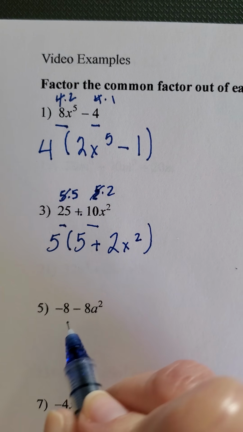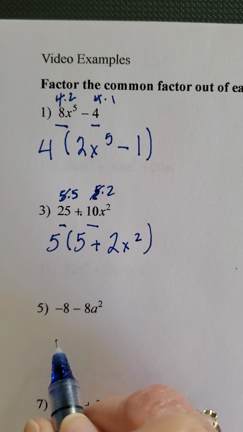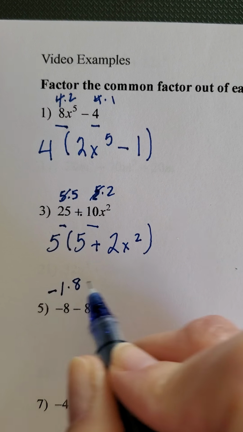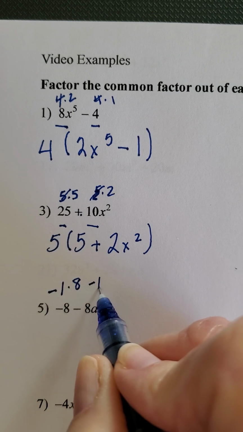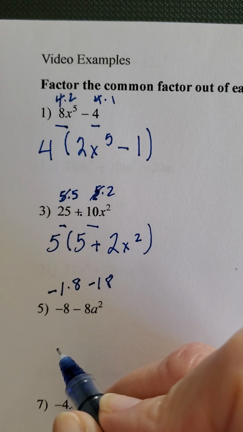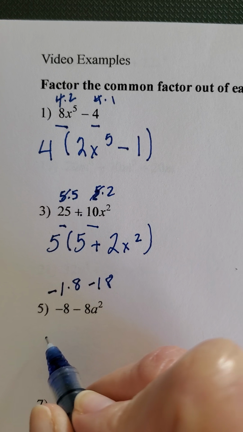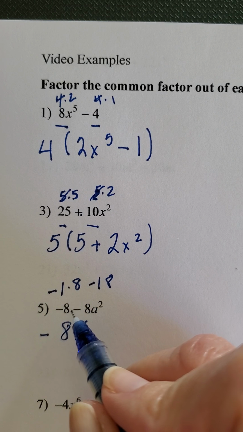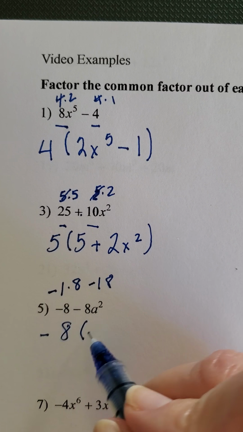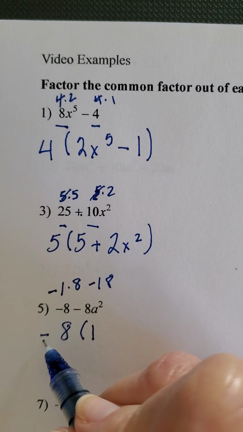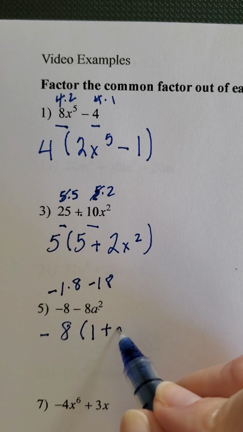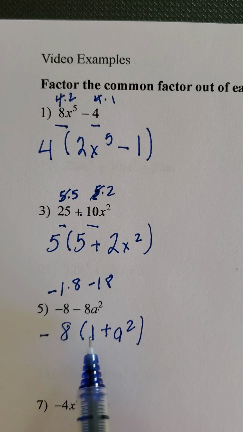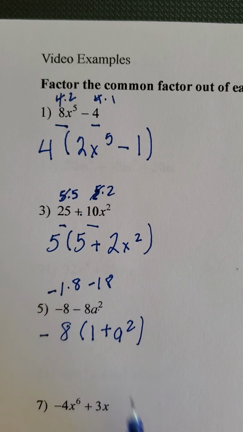Next one. These both have an 8 in common, but they both also have a negative. So let's say we have a -1 in common, and then an 8, a -1 and an 8. So we're going to say that they have a -8 in common. Here's another way of looking at this. -8 times 1 equals -8, and -8 times a positive a squared equals -8a squared, right? Negative times positive is negative, negative times positive is negative.